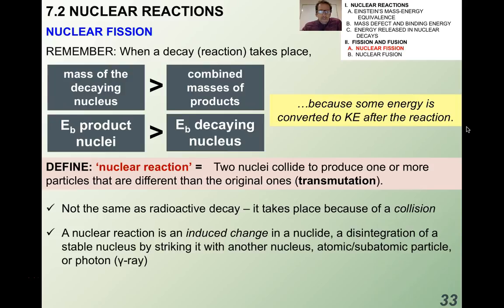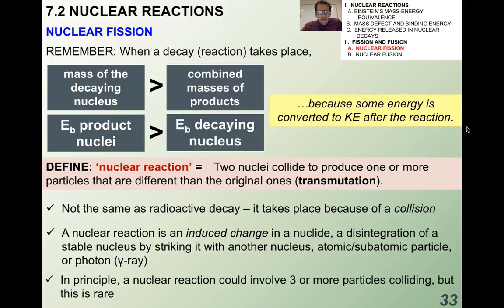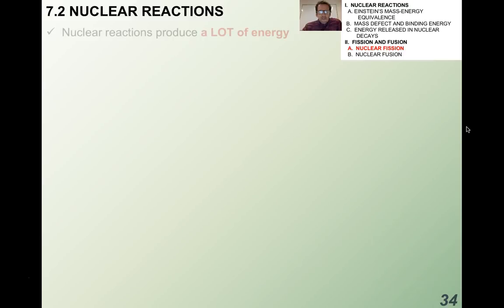It's a disintegration of a stable nucleus by striking it with another nucleus that has energy, an atomic or subatomic particle, photon, or a gamma ray. So in principle, a nuclear reaction could involve three or more particles colliding, but this is rare, especially when you think about how difficult it would be to get three or more particles to hit the same thing, okay?